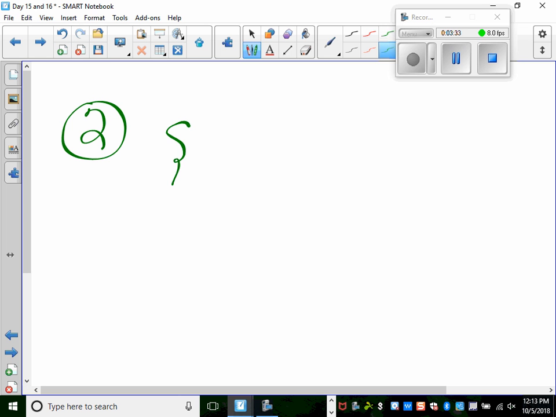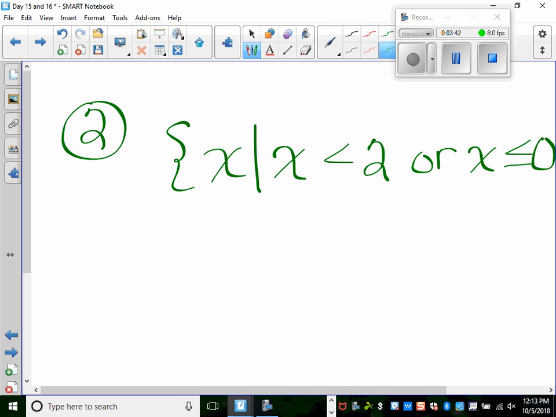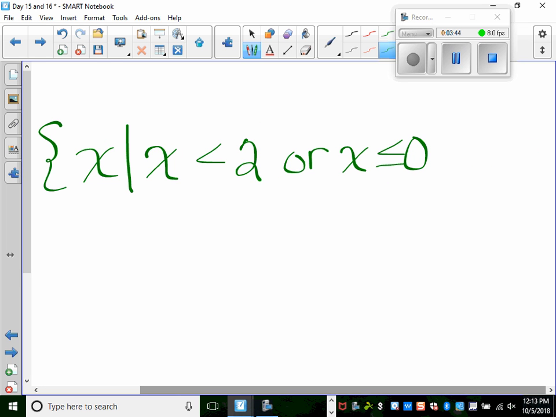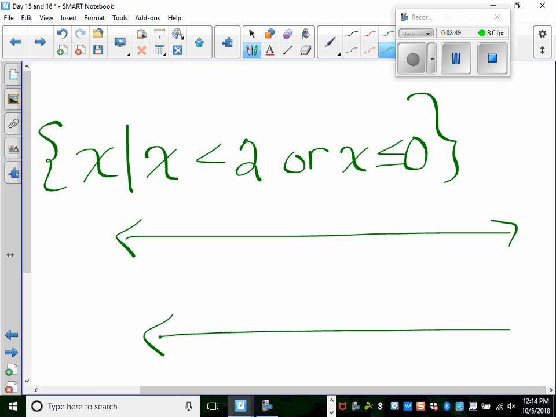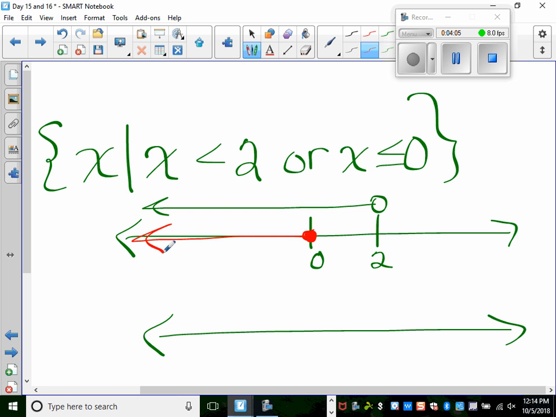So let's say we end up with x such that x is less than 2, or x is less than or equal to 0. Okay. So I'm going to draw two graphs. I'm going to put both up there first. So here's 2, and that will be an open circle, and we're going in this direction. Here's 0, closed dot, and we're also going in this direction.